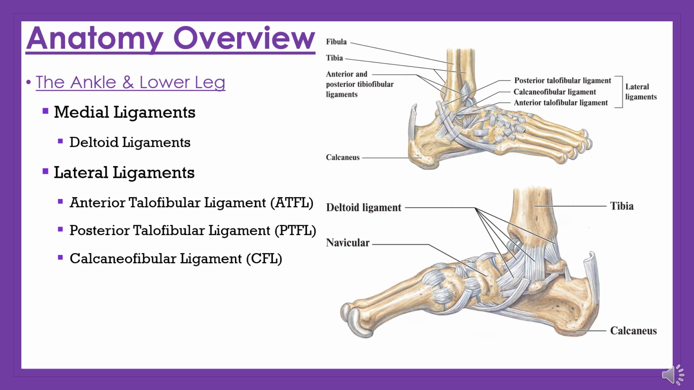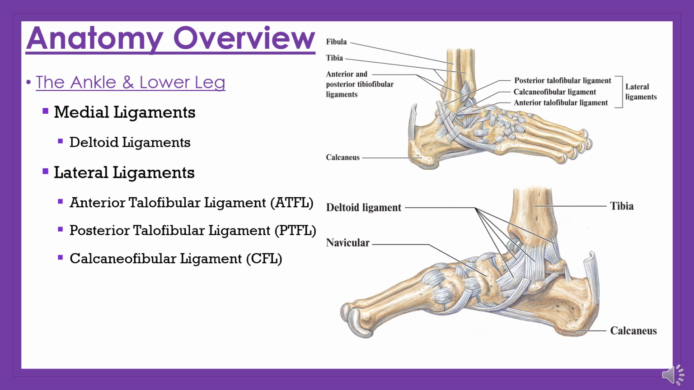The tibia and fibula are held together by the interosseous membrane, and that's going to span the entire length of the shin. The anterior and posterior tibiofibular ligaments bridge that tibia and fibula, and they form the distal portion of this interosseous membrane. The medial side of that ankle is relatively stable because of a thick series of ligaments, and those ligaments are collectively known as the deltoid ligaments.